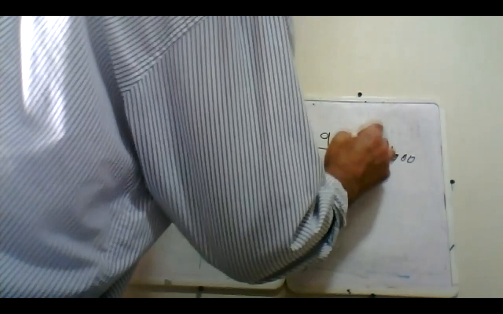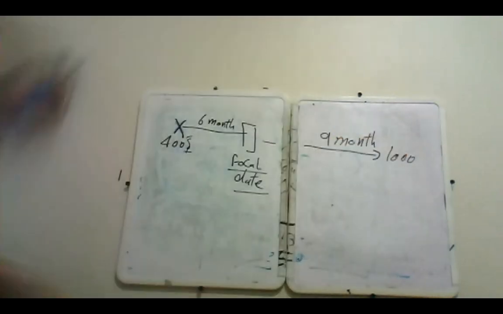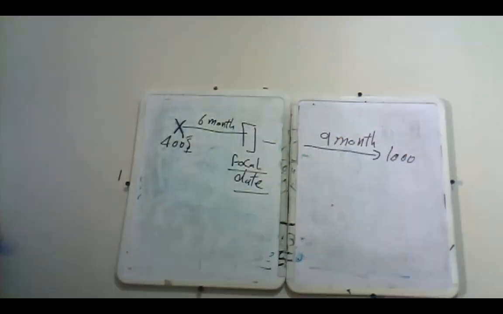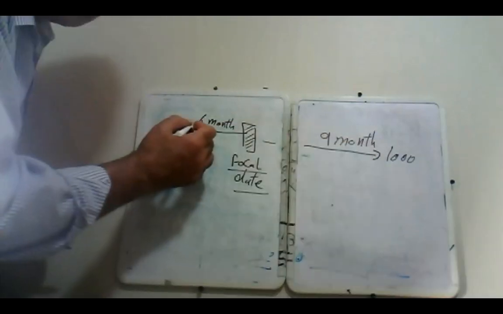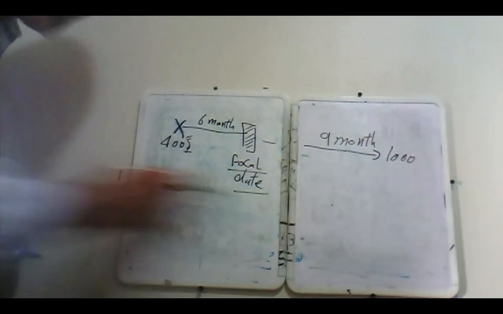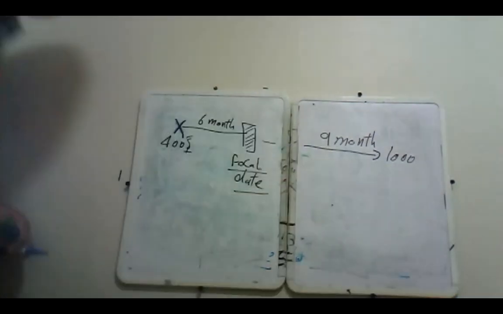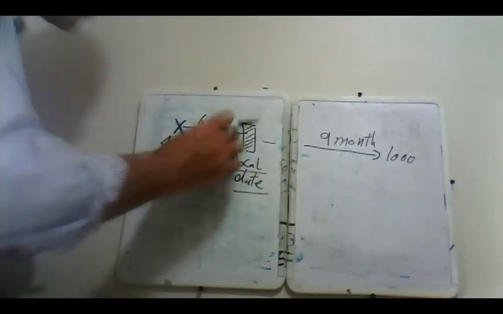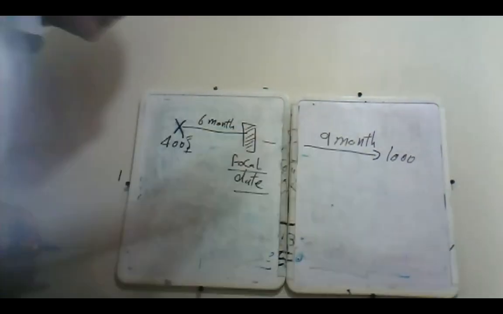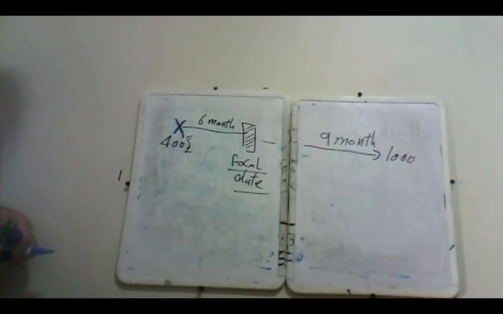And this is $1,000, and make it 9 months. How would I settle the situation here now? Now the focal date is in between them. Before this, the focal date was here, and the amounts were there. So the focal date was the present, and the amounts in the future. But now the focal date is in between those two amounts. So how will I settle the situation in this case?